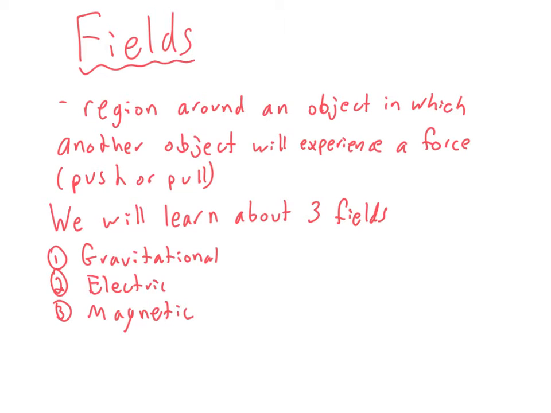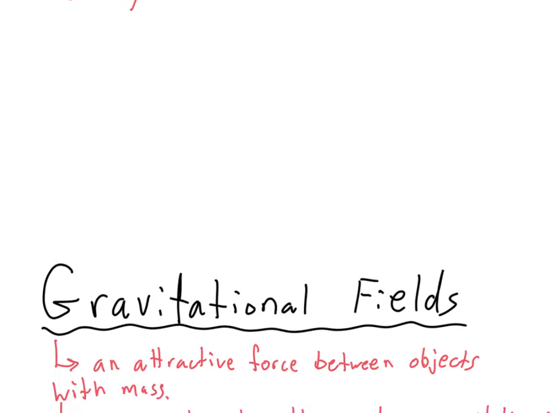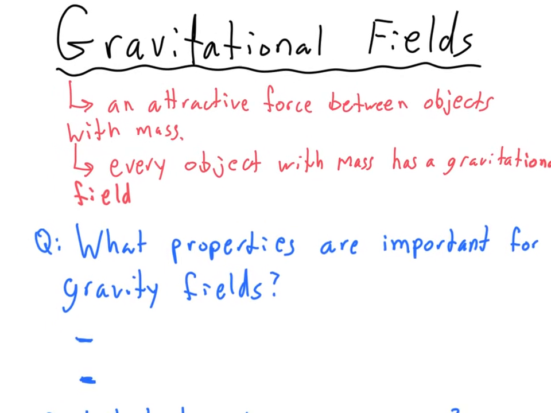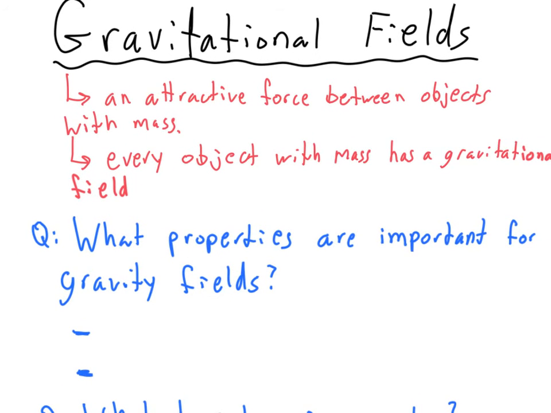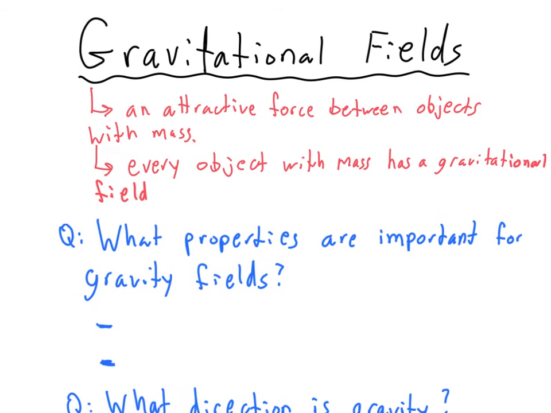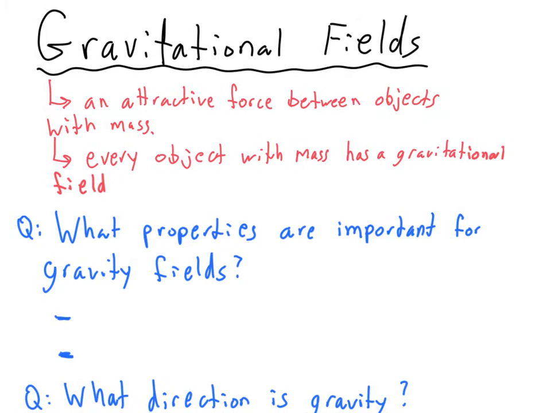So we will be looking at three different fields in Science 30. We'll be learning about gravitational fields, we'll be learning about electric fields, and also magnetic fields. The first field that we're going to learn about is the gravitational field. So gravity is pretty easy to understand in a way, harder from a physical point of view to understand, but maybe we all understand how it works.